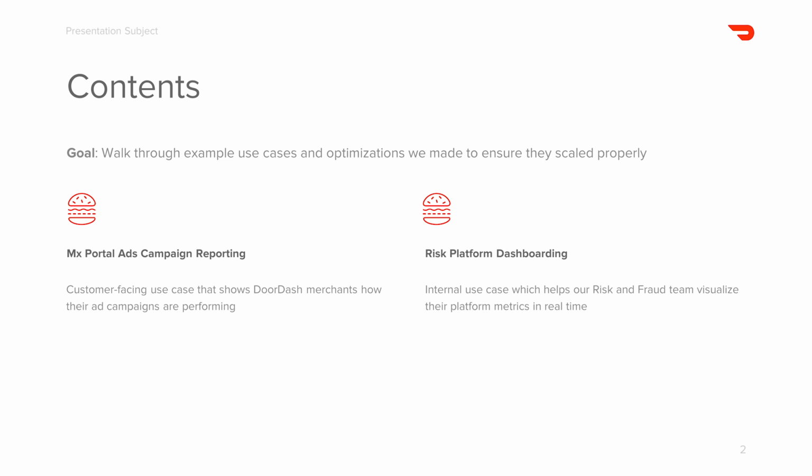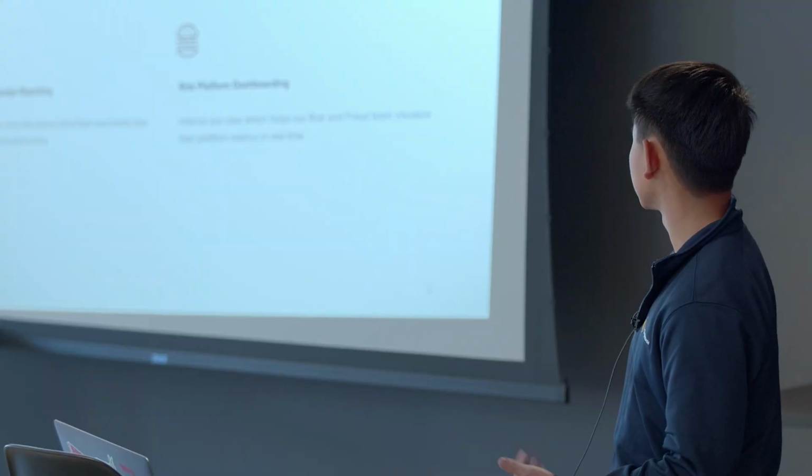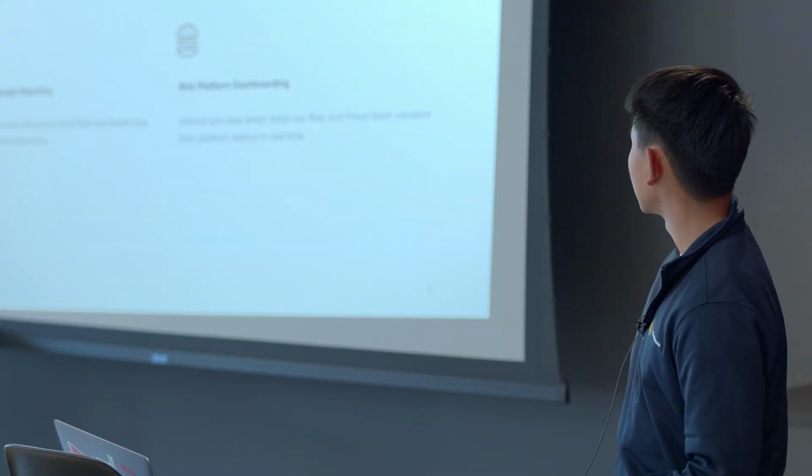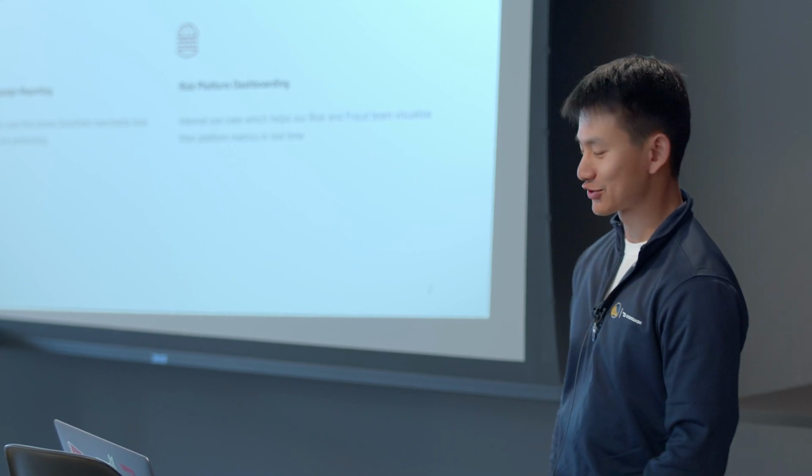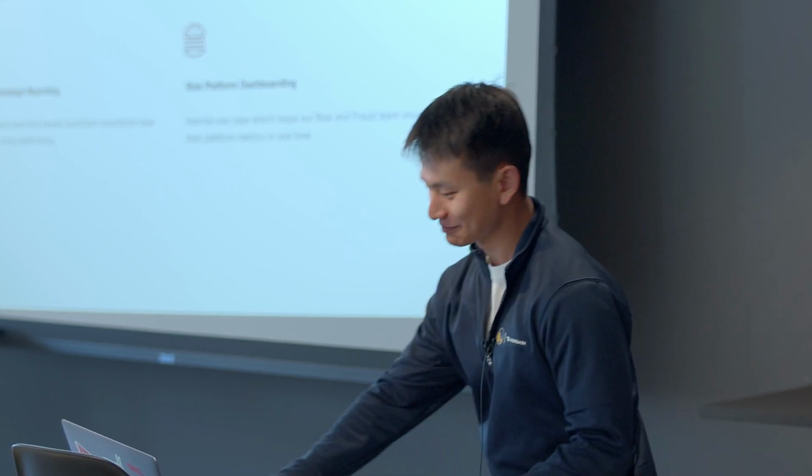And the second one is risk platform dashboarding. This is an internal use case which helps one team in particular, our risk and fraud team, visualize their platform metrics in real time. So sort of similar to the Stripe use cases.